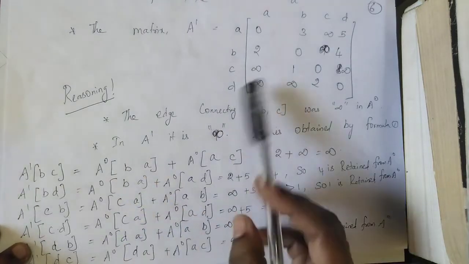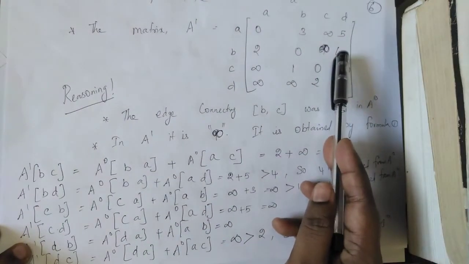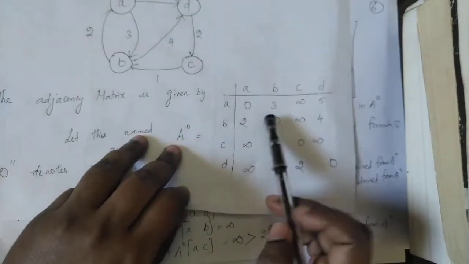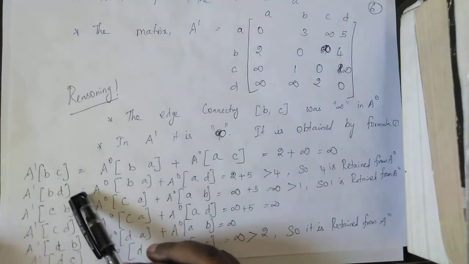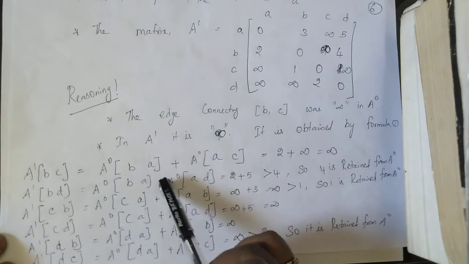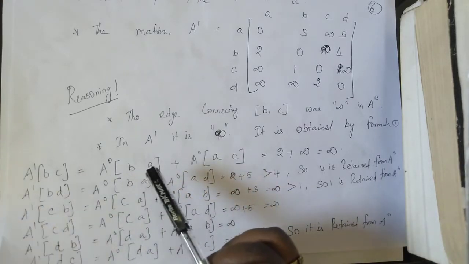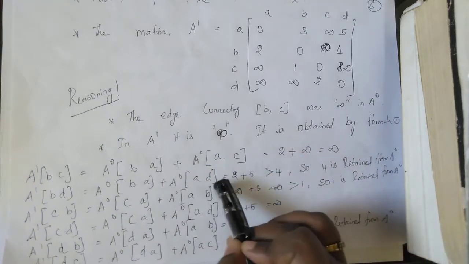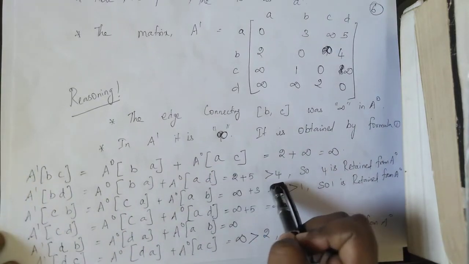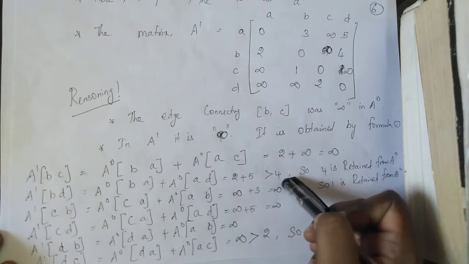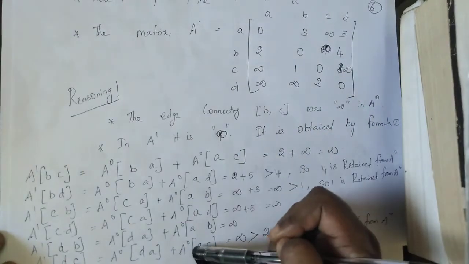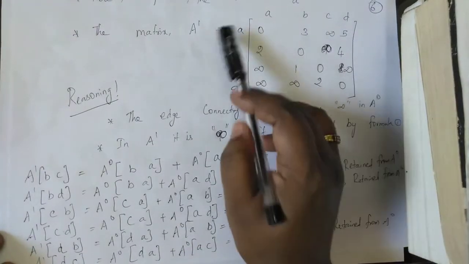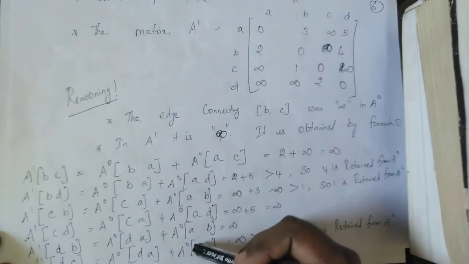Similarly, we are trying to find B and D, which was 4 previously in the A0 matrix. Let's see if we are getting a better value. When you try to look for B and D through A, so A0 of BA plus A0 of AD. BA was 2 and AD was 5 in A0, which is obviously greater than 4. So we don't need this value. We will retain the 4 from the A0. So that's how the entire thing works. This A1 is arrived at in a similar fashion.